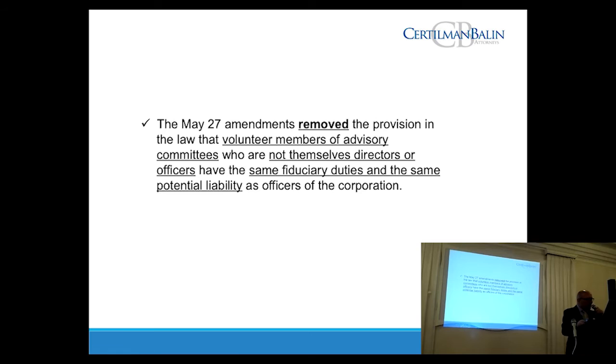One other provision that I'm really happy about in the May 27th amendments: as we were looking through some of the provisions in the law that we wanted to amend, we noticed that there was a provision that said that a volunteer member of an advisory committee, so not a director or an officer, someone who has no authority and who gets put on an advisory committee to the nonprofit, had the same level of fiduciary duties and thus the same potential liability as an officer of the nonprofit. That was really a crazy provision, and we pushed very hard to get the Attorney General to agree to ask the legislature to remove that provision, and that's one of the key amendments under the radar. Most people aren't aware of it, but that's one of the key amendments that went into effect on May 27th: that liability for volunteer members of advisory committees has been eliminated.